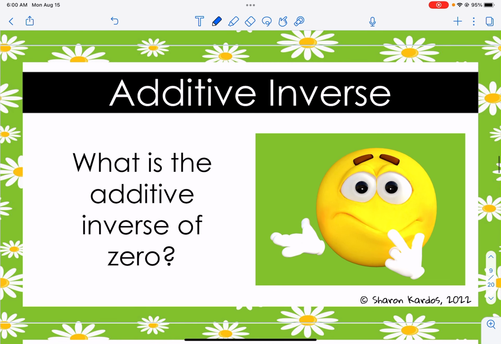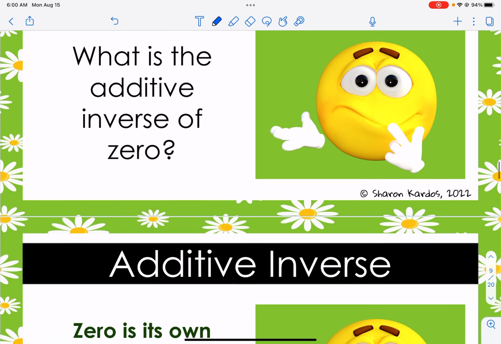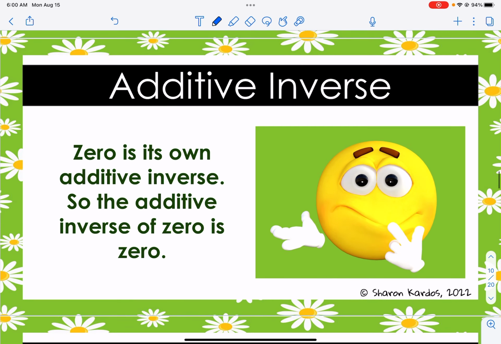Well, what would be the additive inverse of 0? Well, 0 is its own additive inverse. So the additive inverse of 0 is just 0. And remember, 0 is neither positive nor negative. But if anybody ever asks you that tricky question, what's the opposite or the additive inverse of 0, you're just going to say 0.